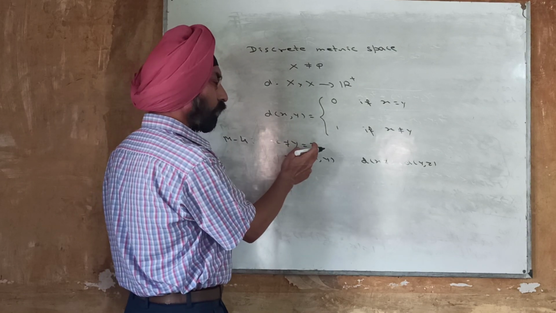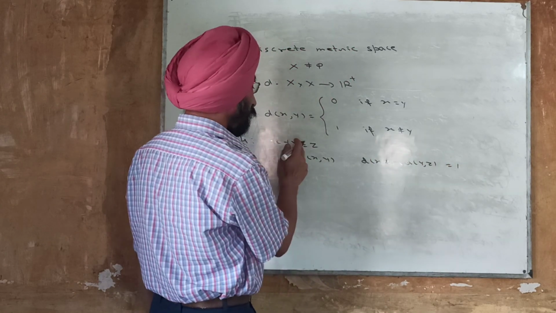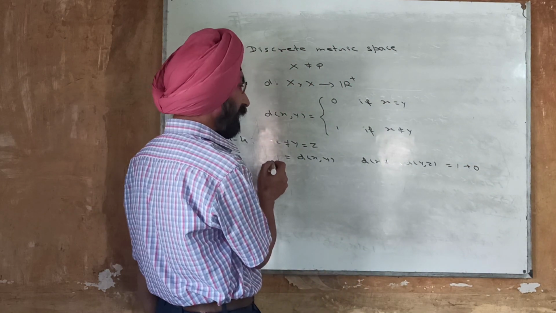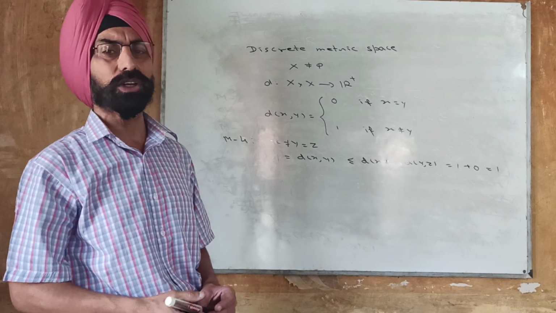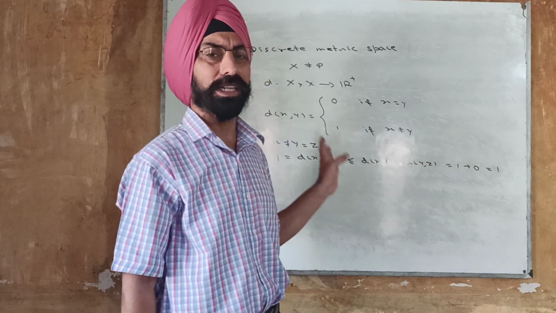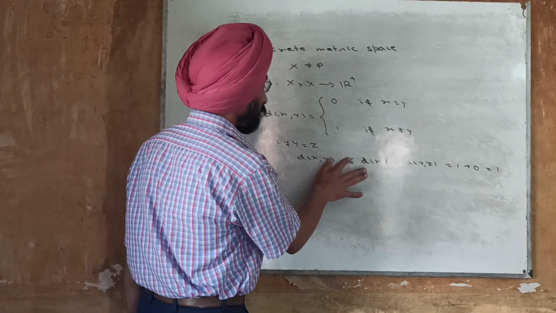X is not equal to z, so d of xz is 1. Y is not equal to z, so d of yz is equal to 0. So this side is 1, this side is also 1, so we can say the 1 is less than or equal to 1, that means the property is satisfied. Now move on to another case.